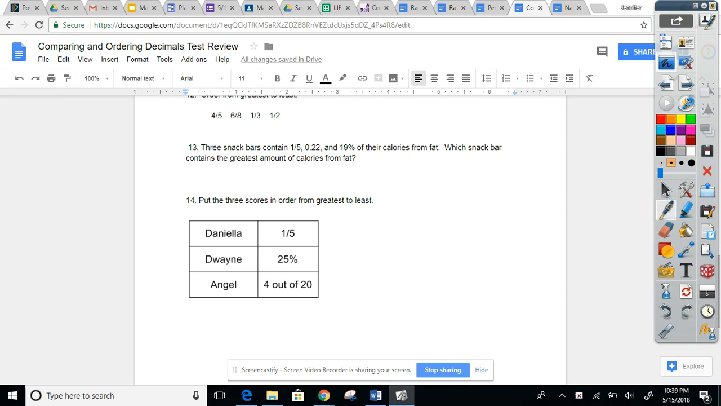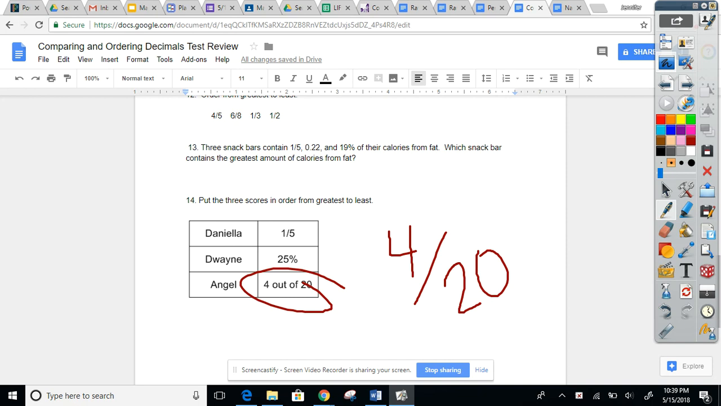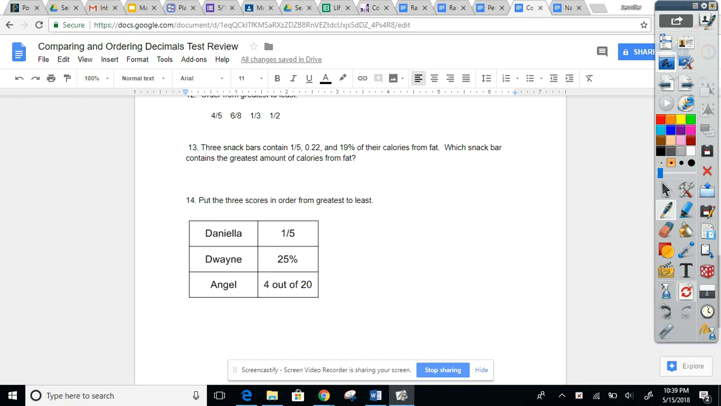Quick note here, number 14, 4 out of 20 is a ratio, so fraction 4 out of 20, okay? So do not let that confuse you. If you have questions, please do not hesitate to ask me.